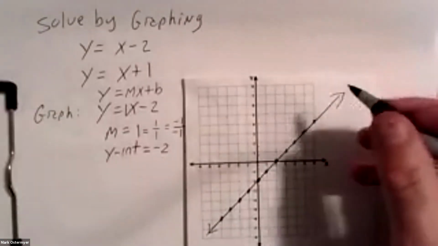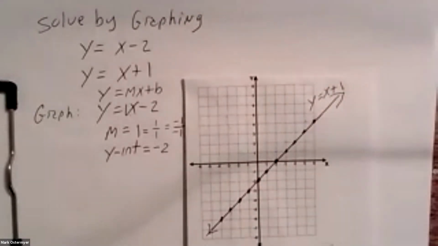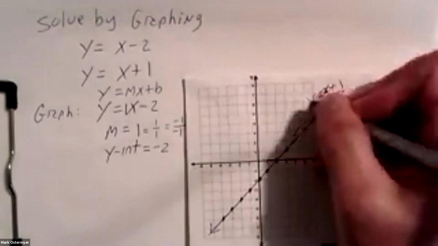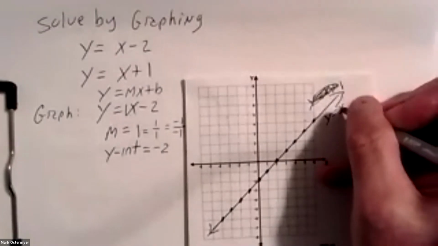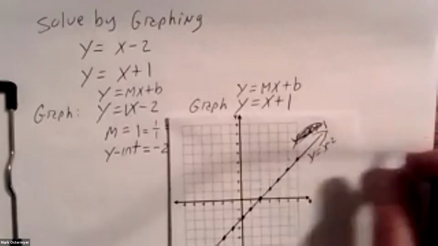So that is the graph of y equals x plus 1. Do we understand how we graph that first linear equation? Y equals x minus 2. I'm sorry, this is the graph of y equals x minus 2. All right. Now we got to graph the other one, which is y equals x plus 1.